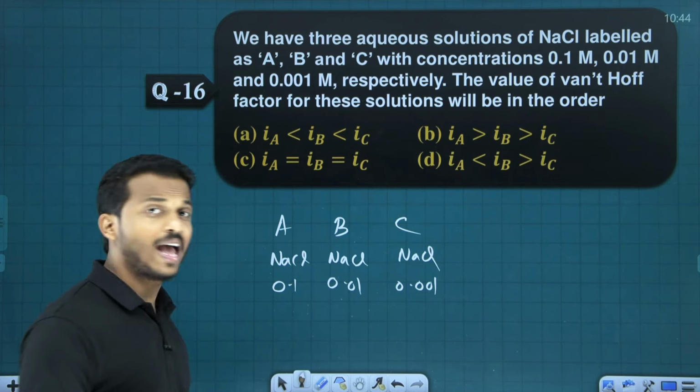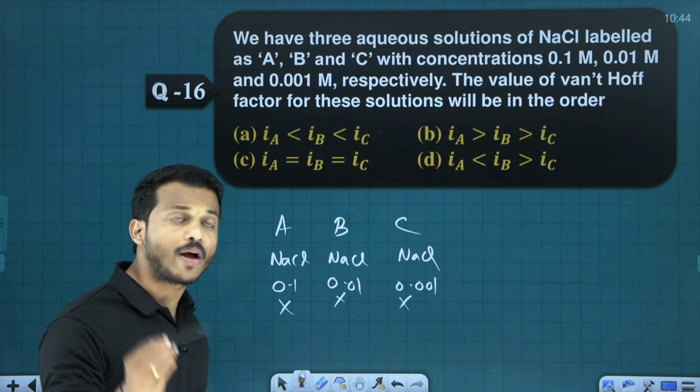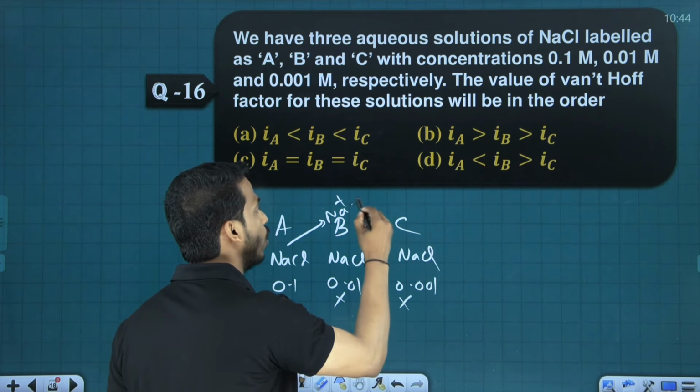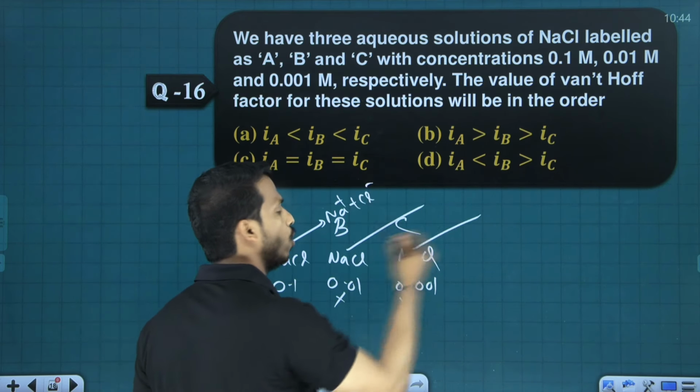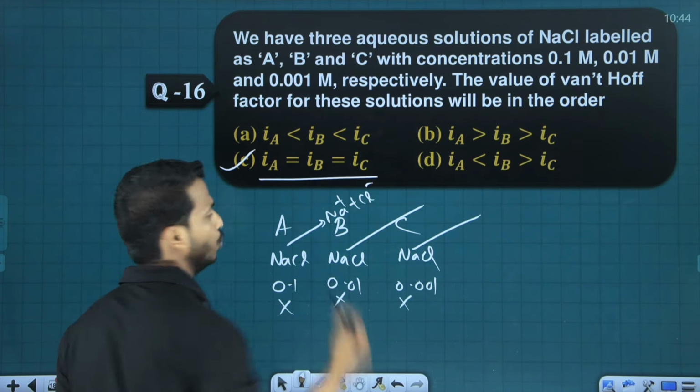Dear all, the Van't Hoff factor does not depend on concentration. It mainly depends on the solute. See, NaCl will break down as what? Na plus and Cl minus in all these cases. So the i value remains the same in all solutions.